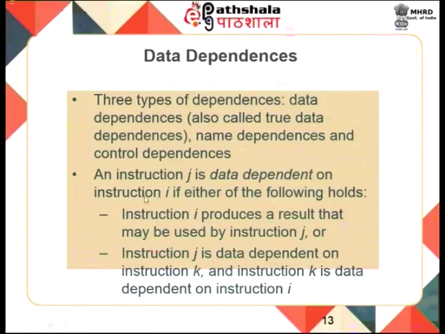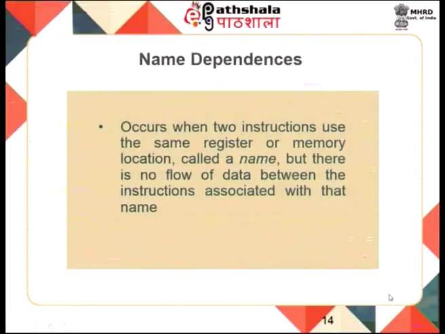Now, an instruction J is data dependent on instruction I if either of the following holds. Either instruction I produces a result that may be used by instruction J, or instruction J is data dependent on instruction K and instruction K is data dependent on instruction I.